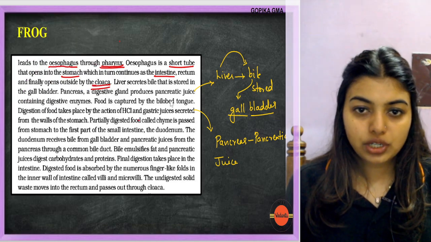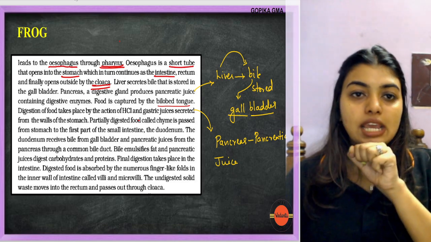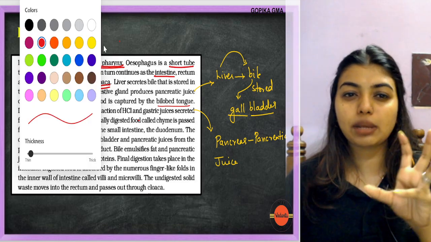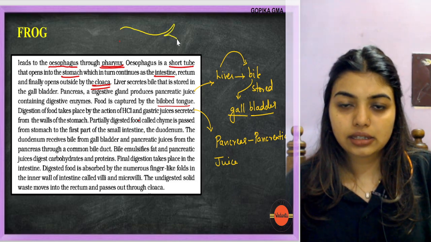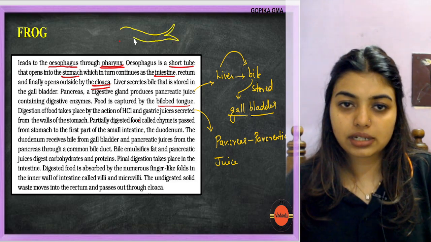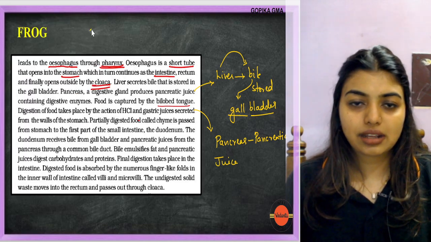So look here, food is captured by bilobed tongue. This is very important, students. Bilobed tongue. If all of you have seen Chota Bheem, in cartoons we have seen the tongue of frog. No, it will be like this. Not this much prominent also, but this is like a snake. Wait, bilobed tongue. The task is to draw.